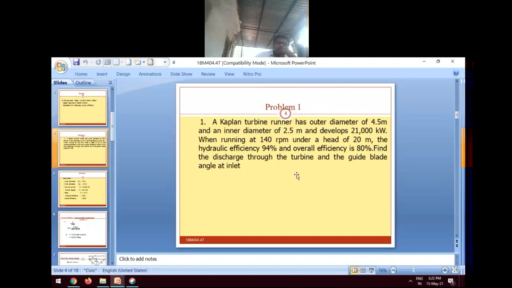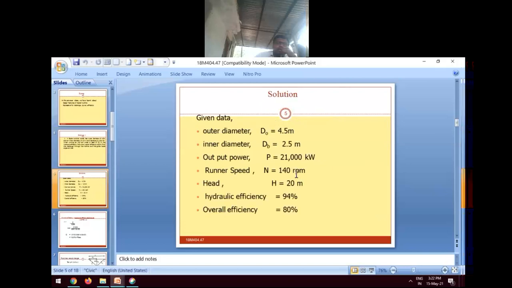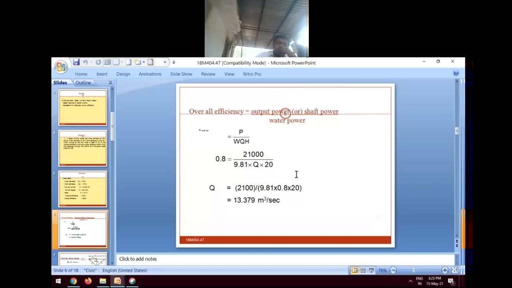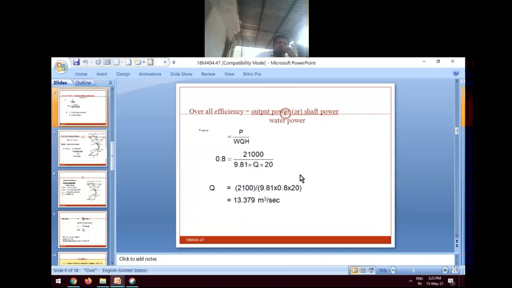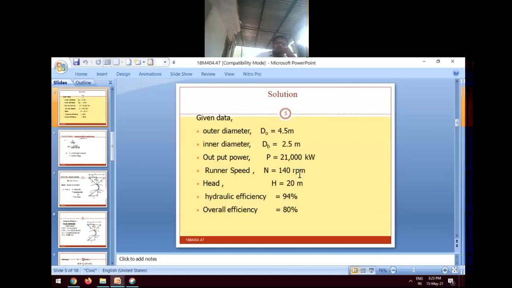Okay, discharge Q, you are asked to calculate discharge Q and guide blade angle alpha. Both values you have to calculate. For that, try to draw the velocity triangles and calculate the given values. For that, hydraulic efficiency is given, and overall efficiency is given.